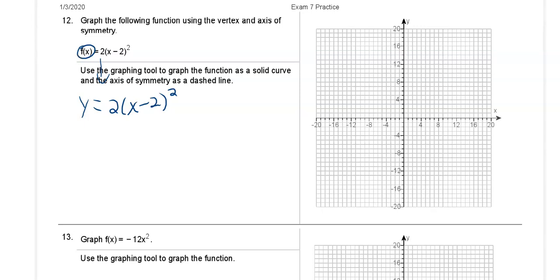So f of x really is just the y variable. It's just a fancy way of writing y. There's good reasons for having it, but don't let it bother you. Just replace the f of x with y and think of it that way. So it's quadratic on the right-hand side, but instead of being equal to 0, it's equal to y. So it becomes a 2-dimensional object here. And we're being asked to graph it.